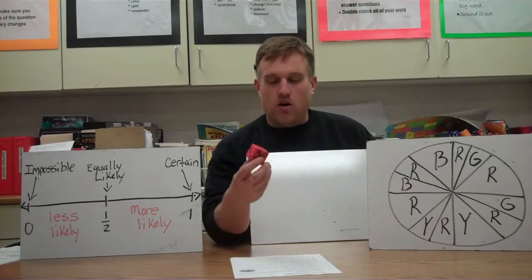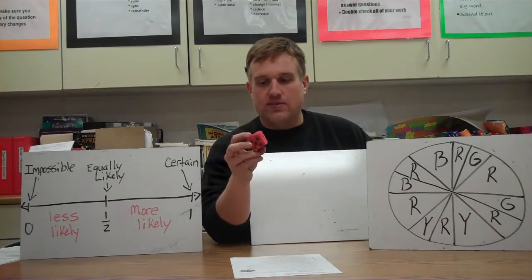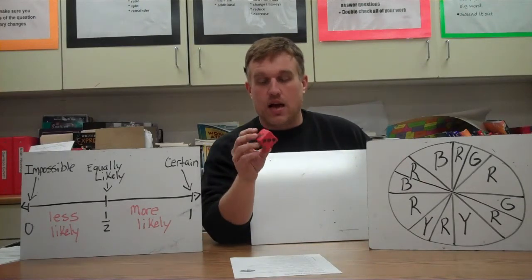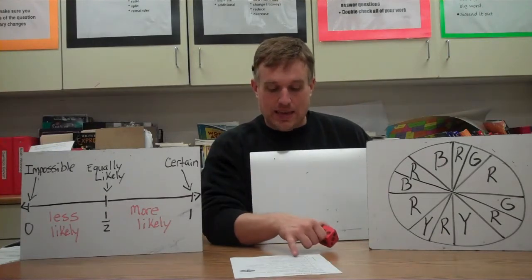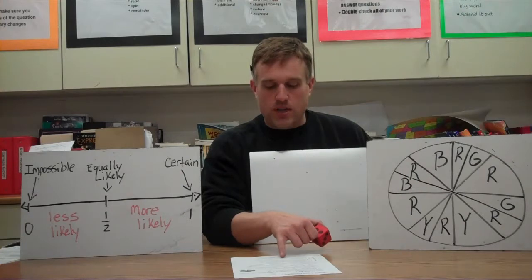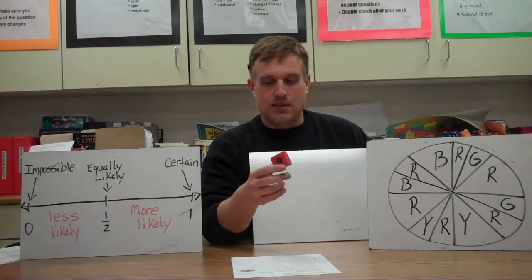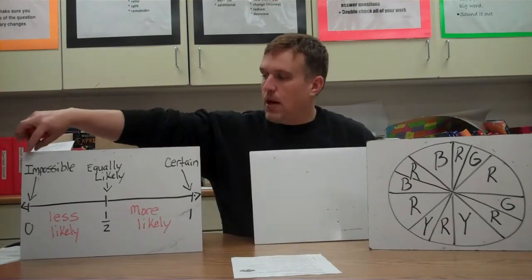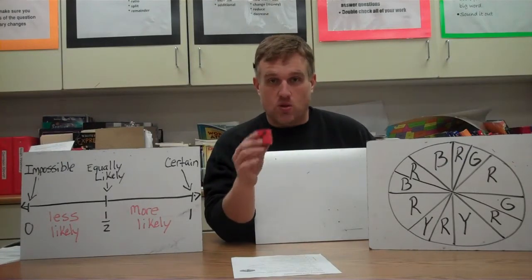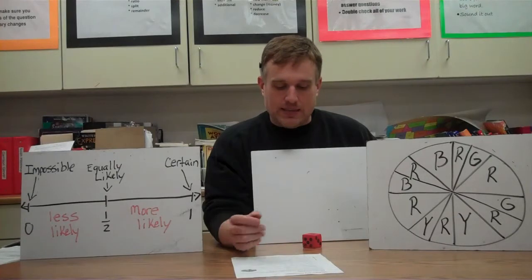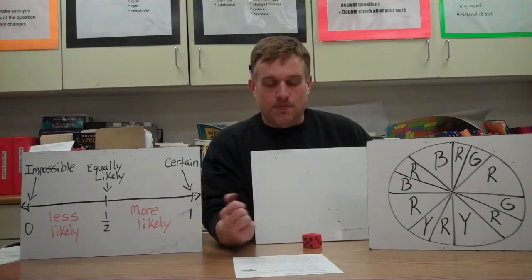On a number cube, we only have six options. 1, 2, 3, 4, 5, or 6. C says you roll at least 1 number greater than 6. Okay, that would be impossible because there is no 7, 8, or 9 on these cubes. There's only 1 through 6. We can eliminate C, so you're down to A and B.